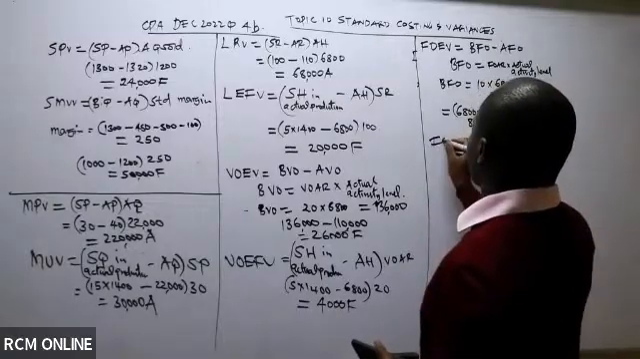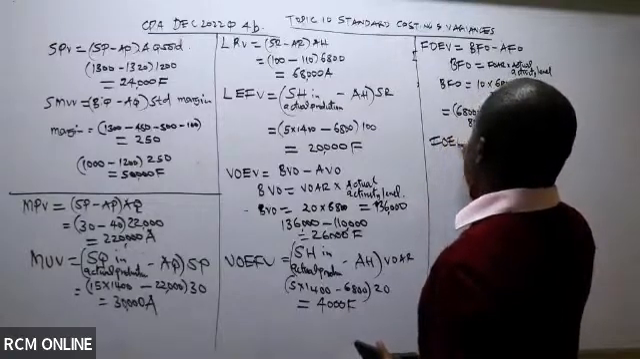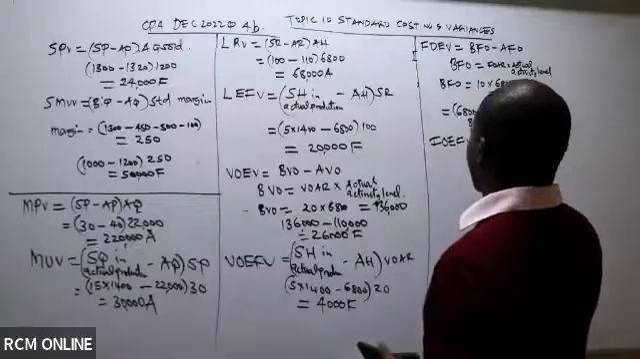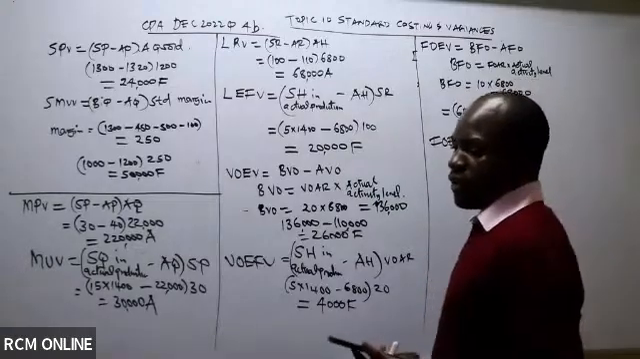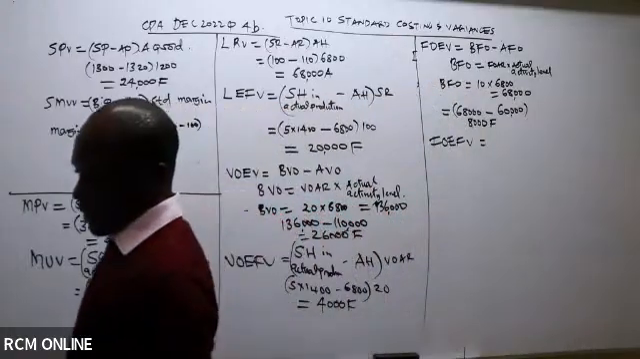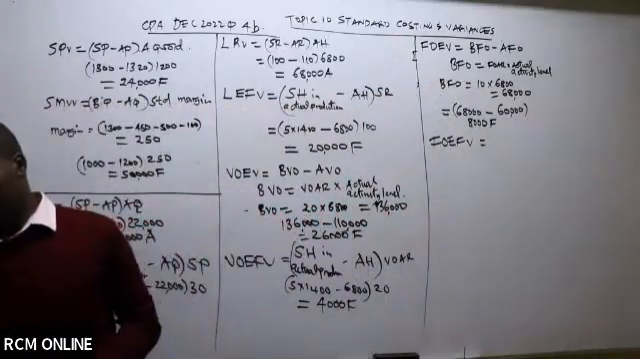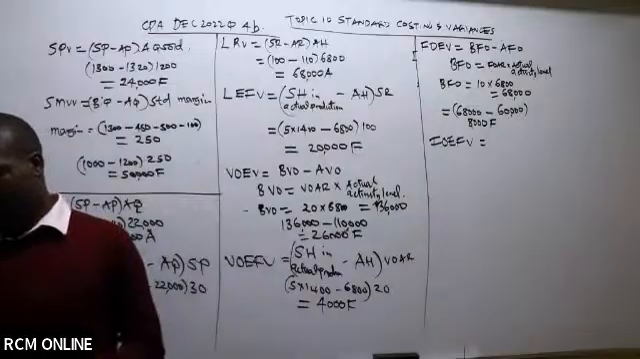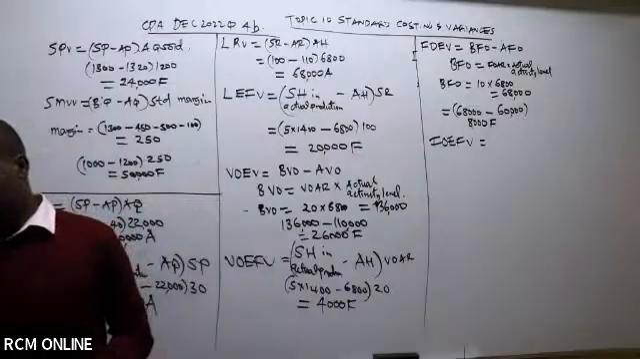Then we go to fixed overhead efficiency variance. So fixed overhead efficiency variance, how do we deal with it?